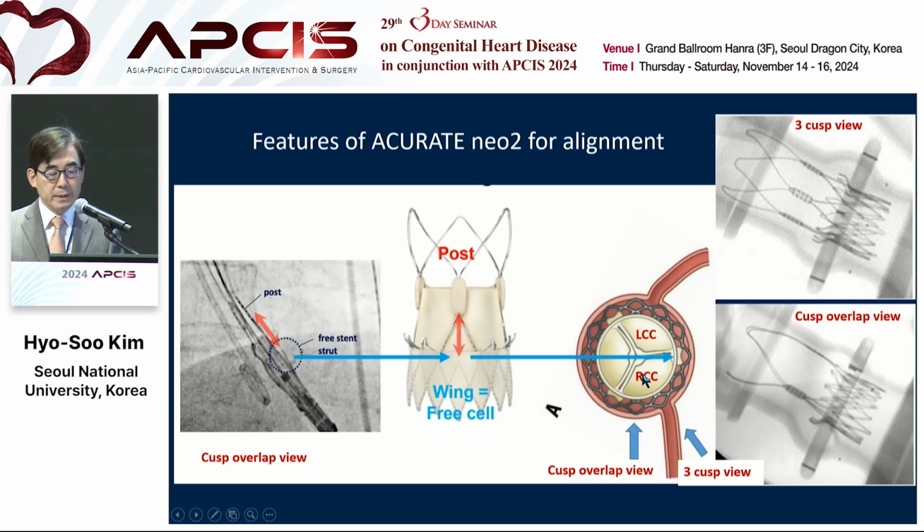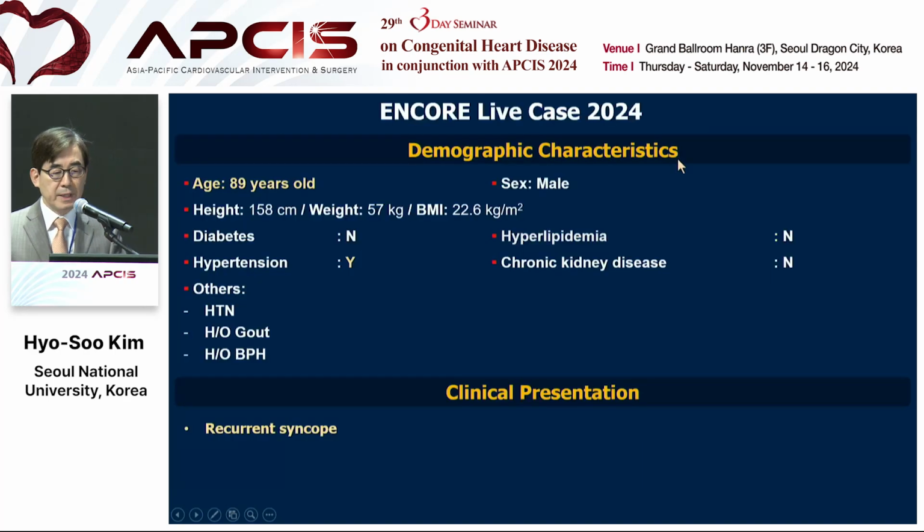After deployment on the 3-cusp view, you have to see like this. The center post is back, both on the right and left. Simultaneously, on the cusp overlap view, you have to see like this: 1 post on the right side, 2 posts overlapped on the left side. Then you confirm commissural alignment is perfect. Then future coronary accessibility would be very easy.